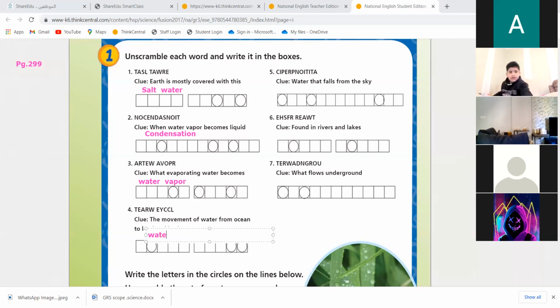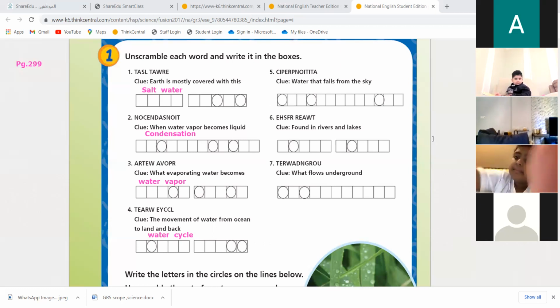Omar. Water. Water. Omar. Water cycle. Yes, ya Omar. Please wake up. Please, ya Omar. Excellent. All right. Muhammad Mutawakkil. Okay. Habibi. Look at the word.